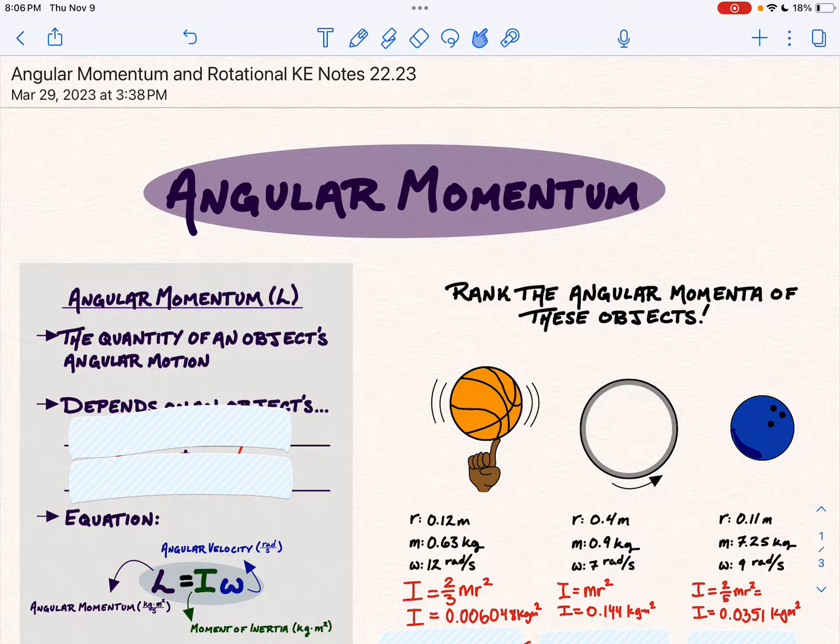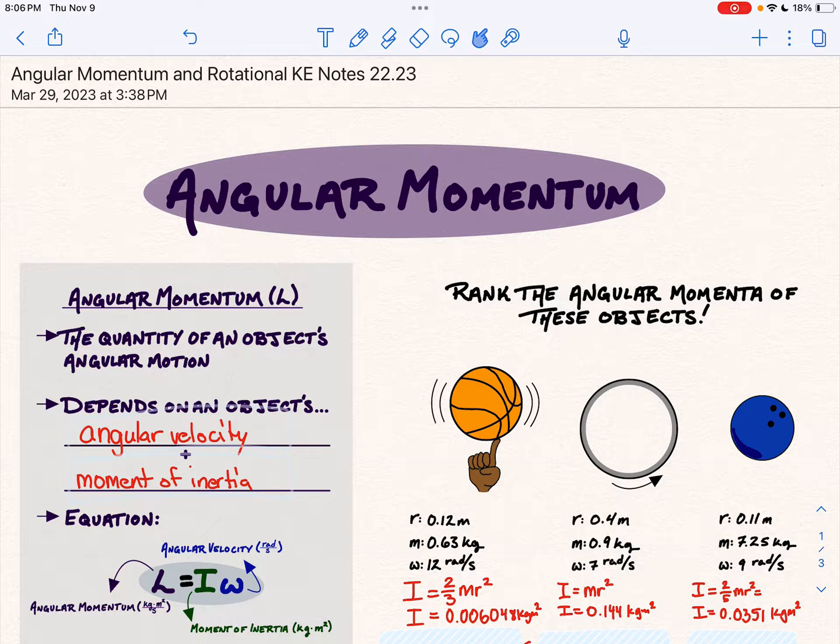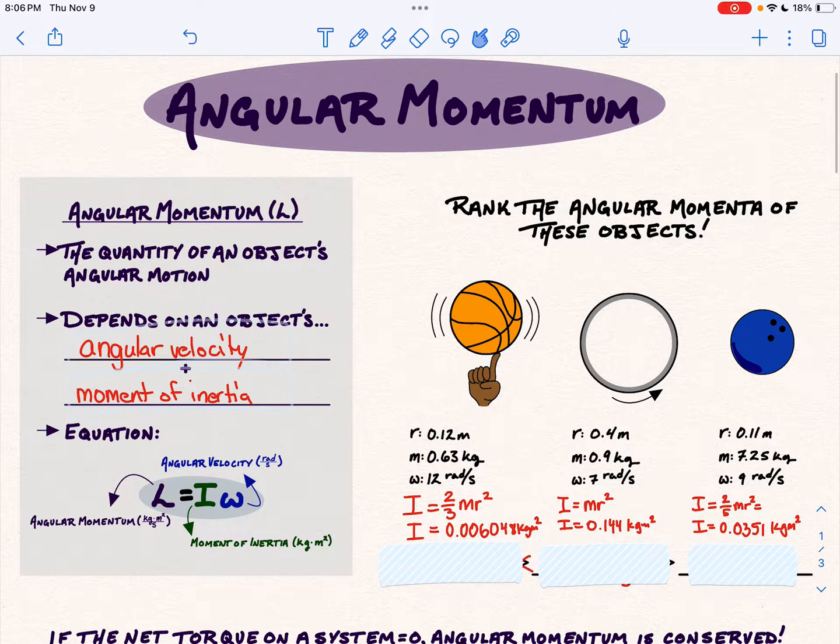So angular momentum must therefore be the rotational equivalent of a mass times the rotational equivalent of velocity. And we call the mass the moment of inertia, the rotational inertia, and the angular velocity is the rotational velocity. The equation is L, angular momentum, equals I, moment of inertia, times omega, angular velocity. Note this looks like a W, it's not, it's the Greek letter omega.